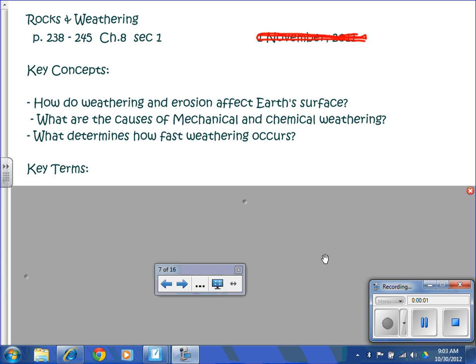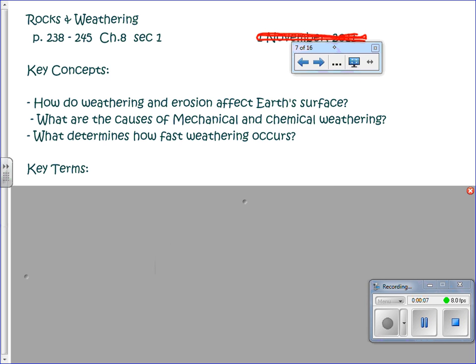Read. These were your key concept questions, and you got through most of the key terms. I'm going to go over some of them, but not all of them. We just talked a little bit about how weathering and erosion affect Earth's surface, what the causes of mechanical and chemical weathering are, and what determines how fast weathering occurs.